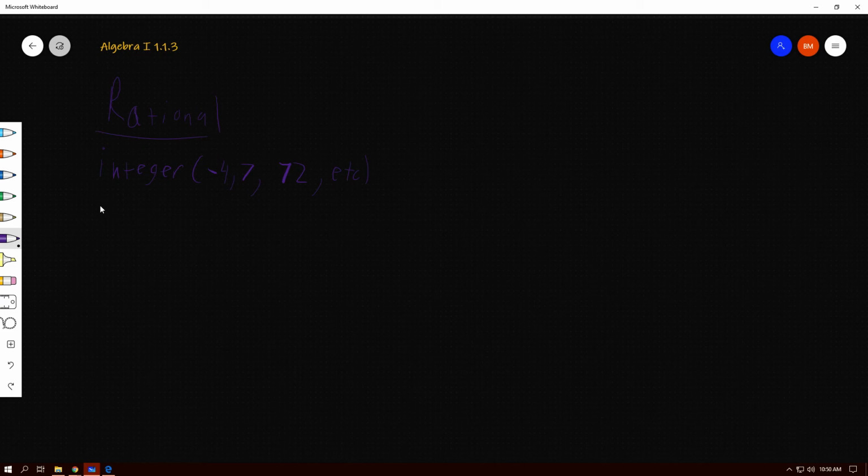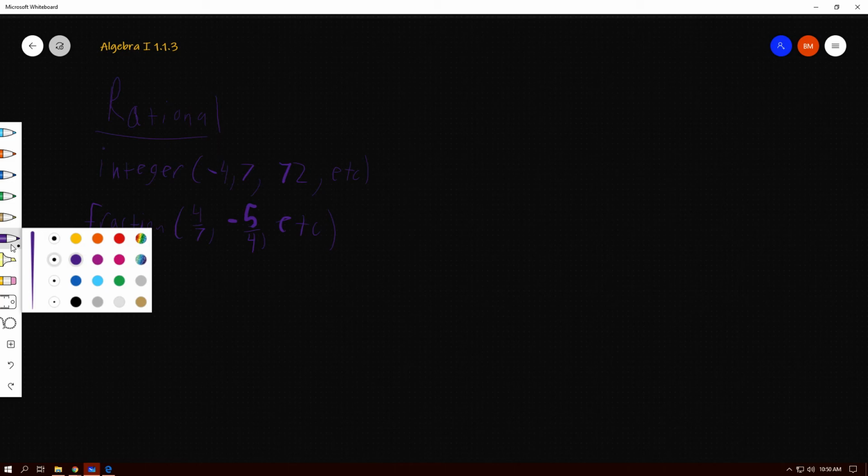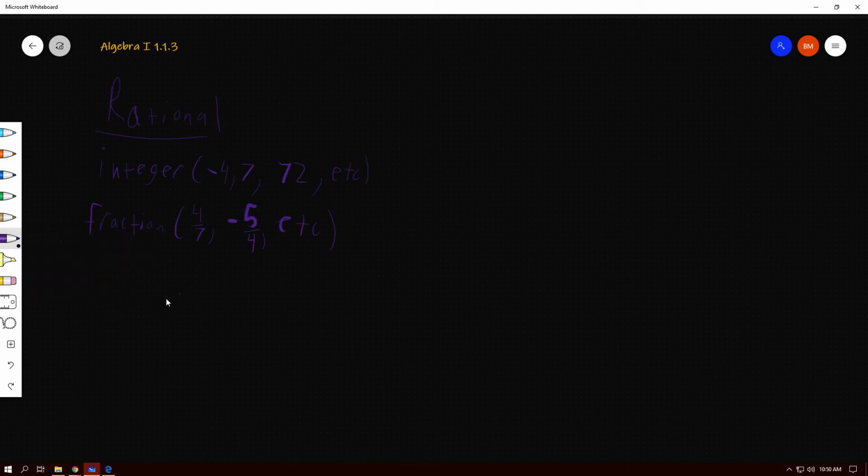Any fraction. So anything that is written as a fraction is considered a rational number. It could be improper, it could be negative, it doesn't matter. So anything that's written as a fraction. All right. Any terminating decimal.